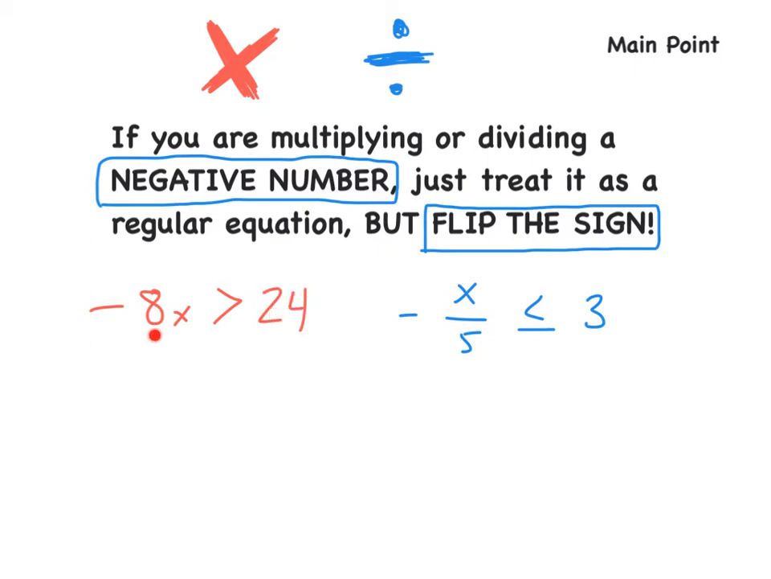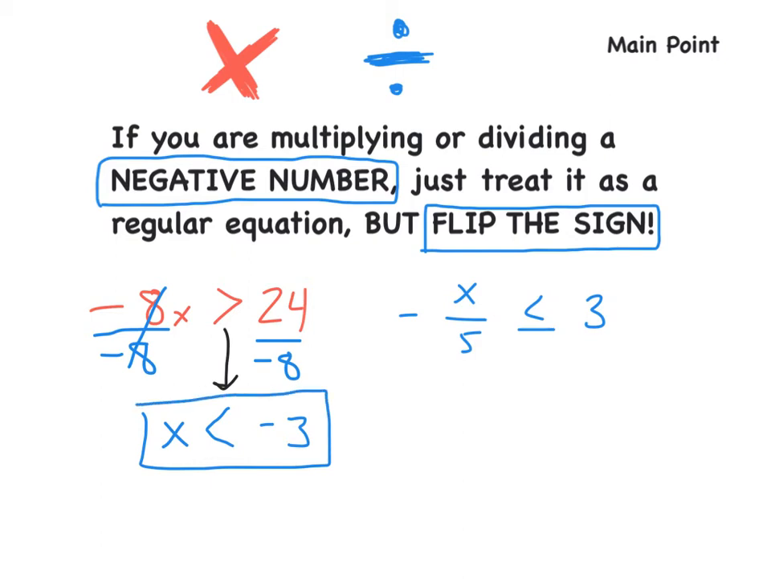So, for example, we have negative 8x is greater than 24. If we see, we are going to divide by a negative 8. When we divide by a negative 8 on both sides, we still have our x, but now we have to look at the sign. It is a greater than sign. We must flip the sign, so that'll be a less than. So we flip the sign. So 24 divided by a negative 8 is equal to a negative 3. So x is less than negative 3.